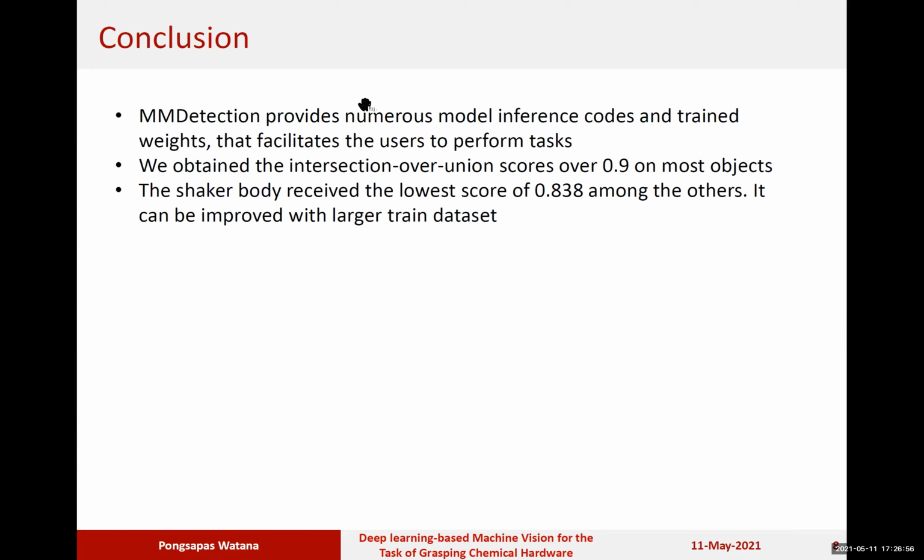To conclude, MMDetection provides numerous model inference and pre-trained weights. So it facilitates the user who is asked to perform tasks. And we obtain great results on most subjects, and the lowest score of 0.838 on shaker body. However, this problem could be improved by maybe a larger training data set.